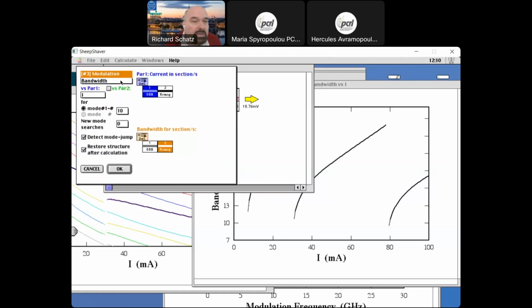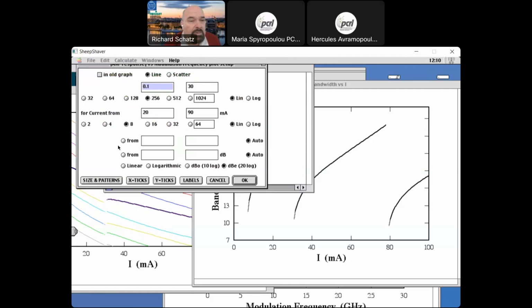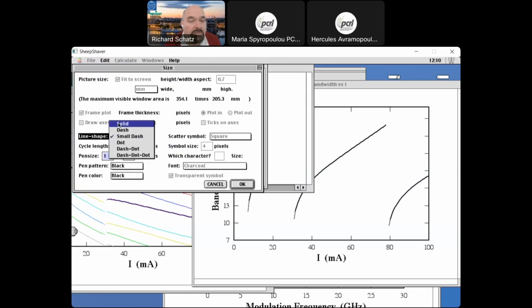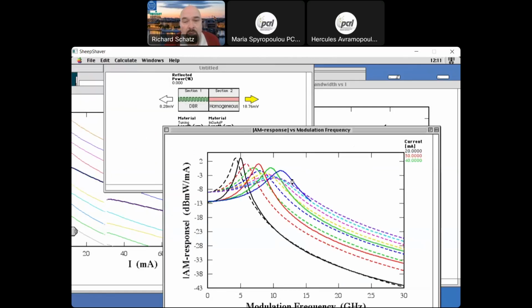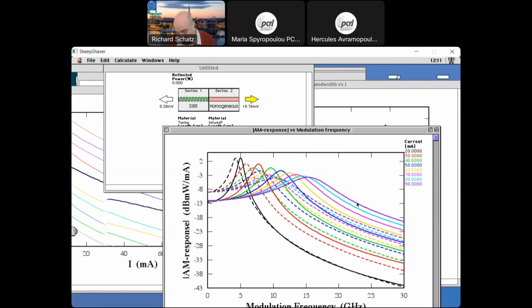So then I take the modulation response, and then I change the current in the active section here, and calculate the AM response for that section. I will plot it in the old graph, but now I will not use dashed curves, I use solid curves instead. Then we can see how you can increase the bandwidth here. You see the maximum bandwidth has increased from 15 gigahertz up to 25 gigahertz or something like that. So this is how you can use LaserMatrix.